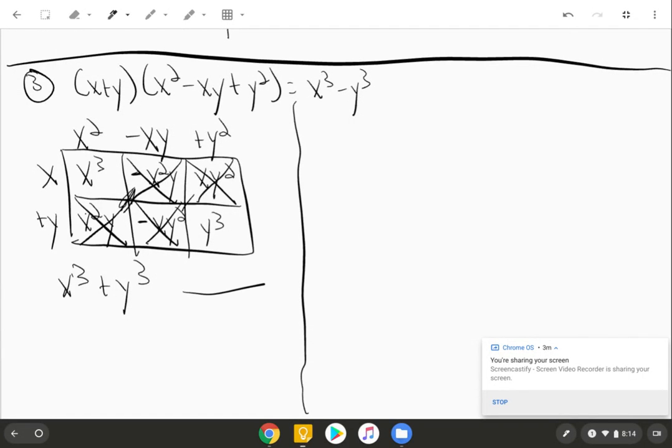And if I compare that to the right-hand side, okay, x cubed plus y cubed and x cubed minus y cubed are not equivalent expressions. The plus and the minus make a difference. So is number three an identity? The answer is no, it is not.